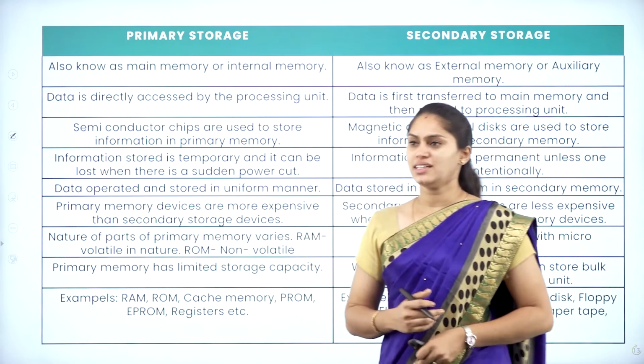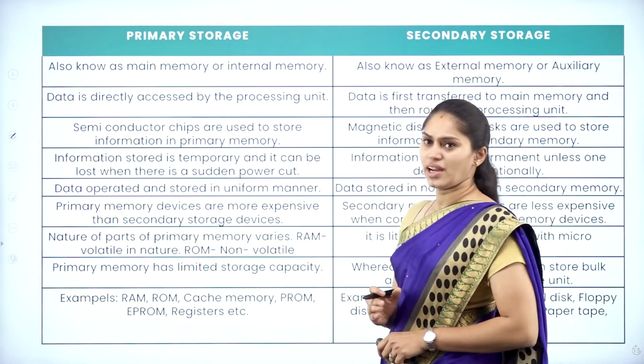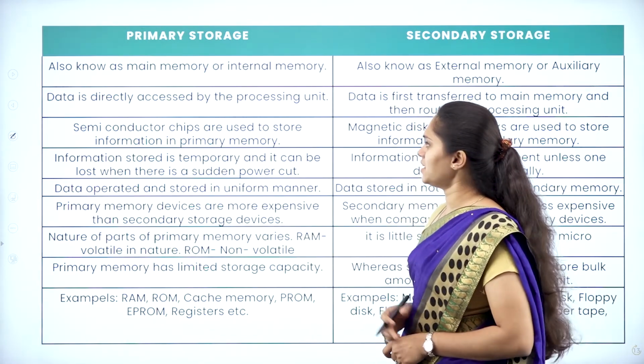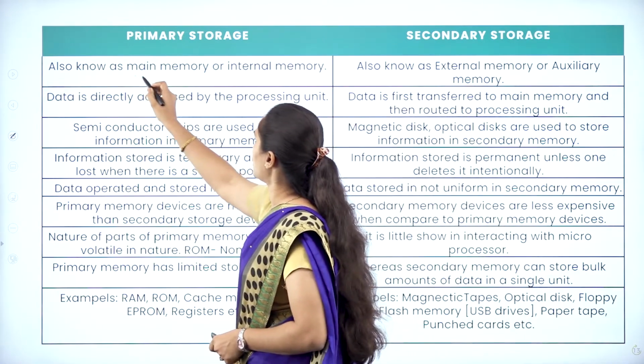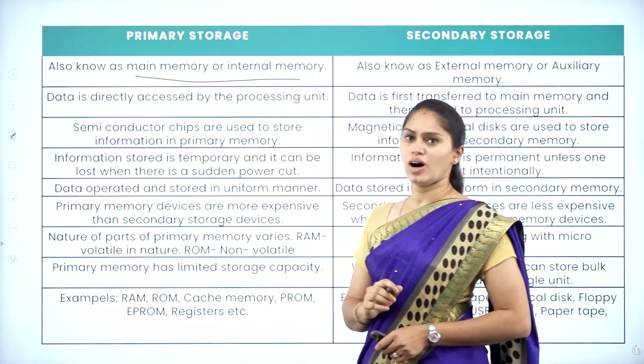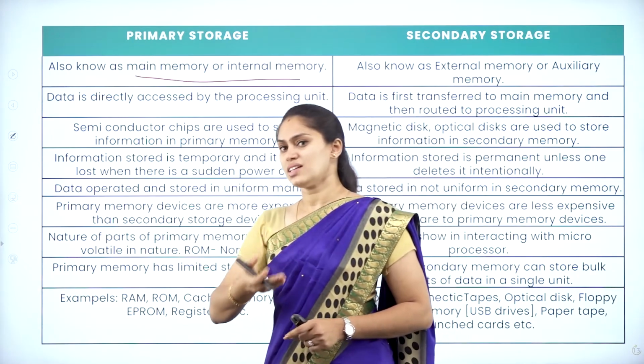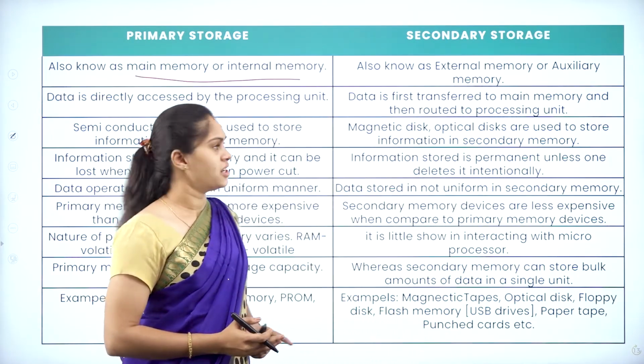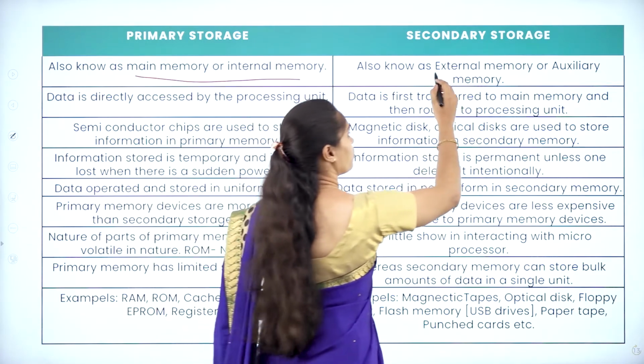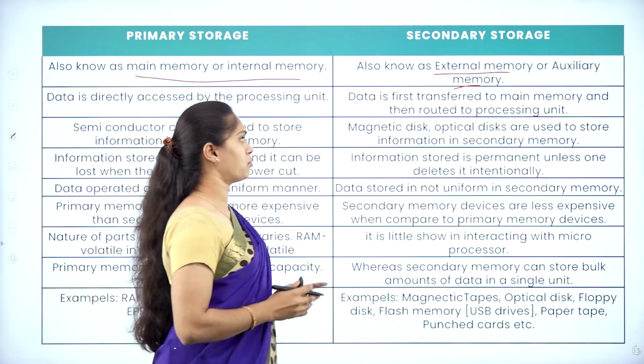So here you can see the difference between primary memory and secondary memory. As I told earlier, primary memory is also known as main memory or internal memory. Then what is the other name for secondary memory? Right, that is external memory or auxiliary memory.